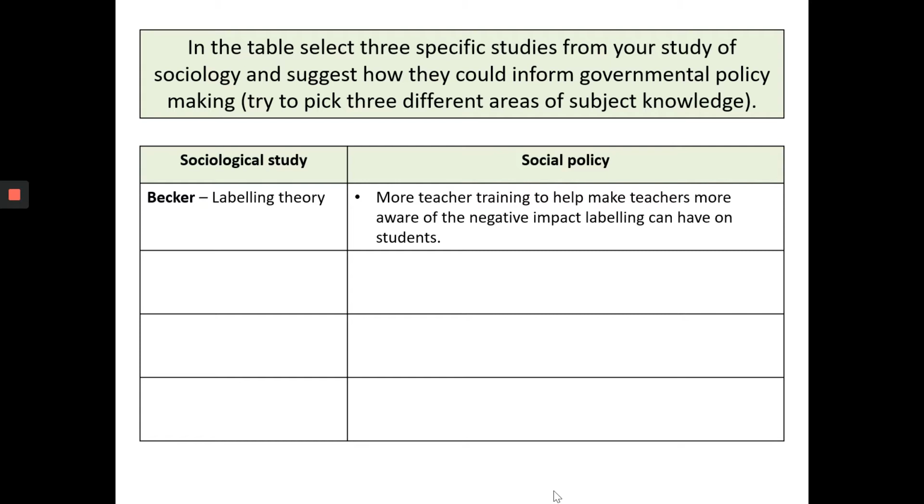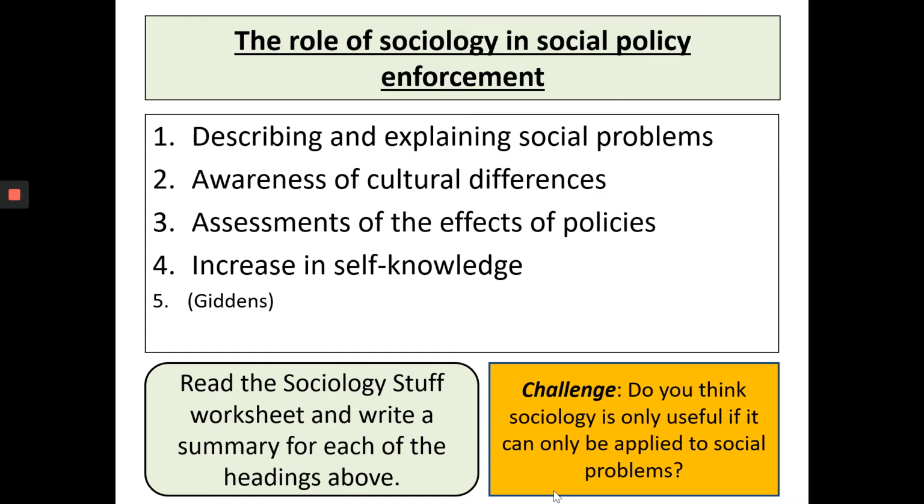So I want you to think of three others. You might want to use Rosenthal and Jacobson's study, or any area of anything that we've looked at so far from families or education, and think about what government might do as a response to that study.